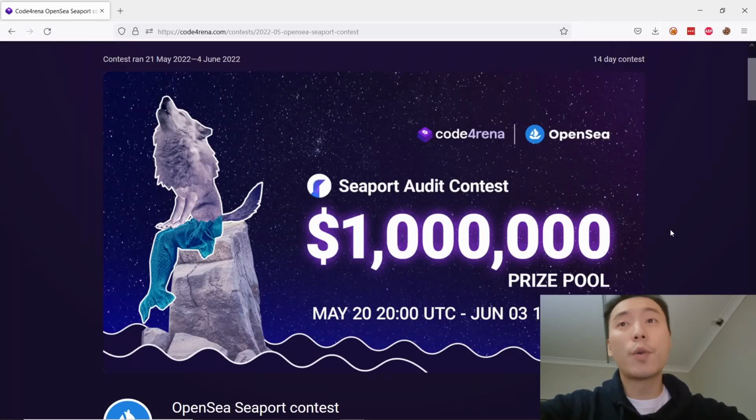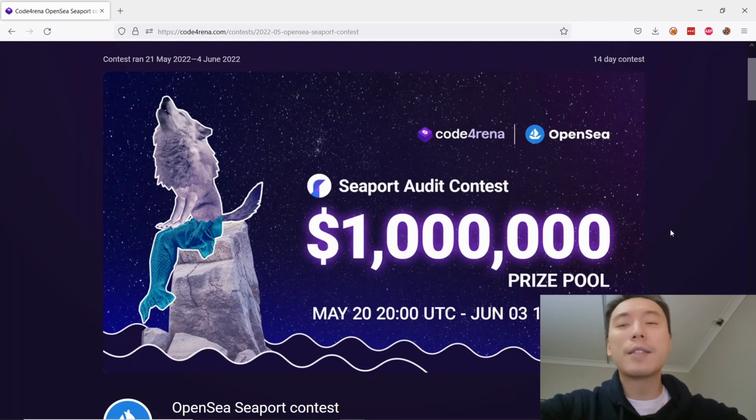The results for the 1 million audit contest on Code Arena just got released this week. This was a contest that ran a couple of months back. Around that time, I was only a month and a half into this whole smart contract auditing journey, so I didn't really have high expectations when I entered this contest.